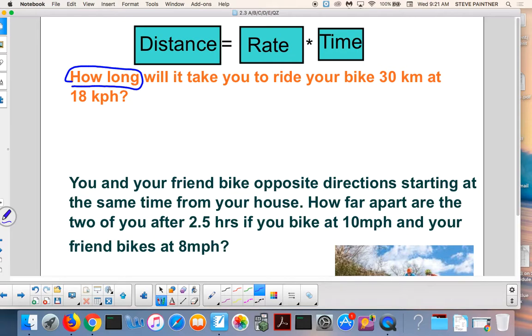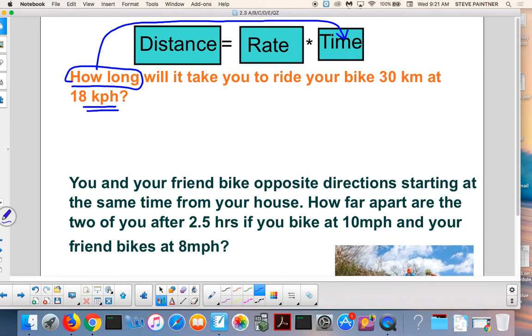I boxed in the "how long." When somebody says "how long," which one are we looking for? Time. How long will it take you to ride your bike 30 kilometers? At what speed? 18 kilometers per hour.